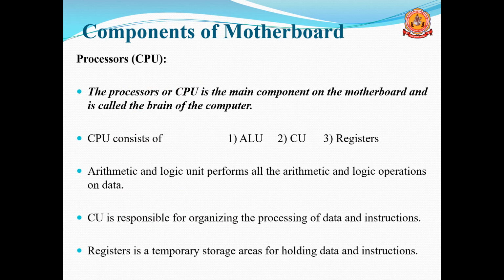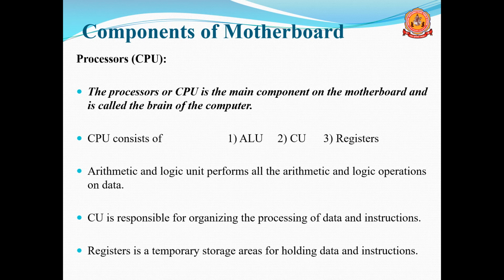Processor means CPU. Don't think that CPU means the entire box. CPU means only the processor, a small chip present inside the computer system or inside the motherboard. The motherboard will be there in the entire case, and inside that case a small chip will be there. That is actually known as a CPU. Don't think that the entire box is a CPU.